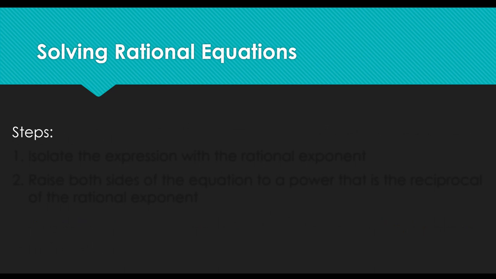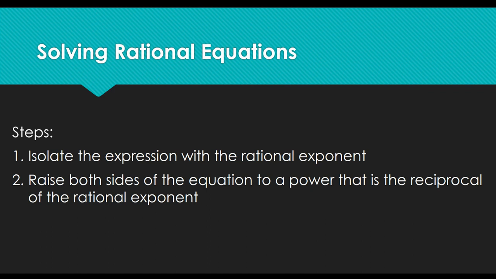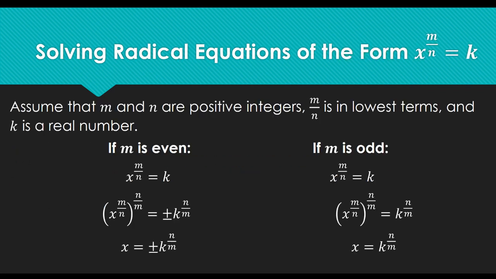All right, here are the steps in order to solve these rational exponent equations. We're going to isolate the expression that contains that rational exponent. Just like we've done in the past, when it was x squared, we had to isolate it by itself. Well, now if we have x to the 1/3 power, we have to isolate that by itself. We'll raise both sides to the reciprocal of that rational exponent. Remember, if we have 1/2, then the reciprocal is 2 and vice versa.